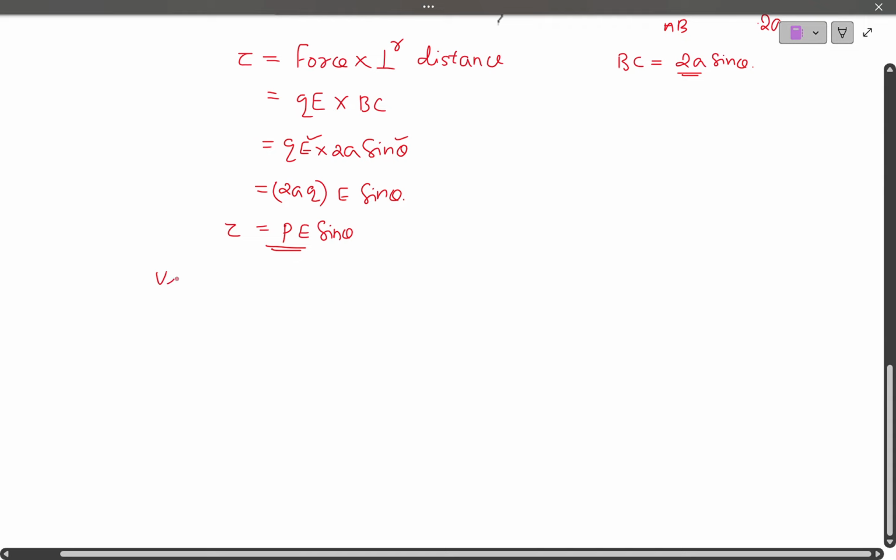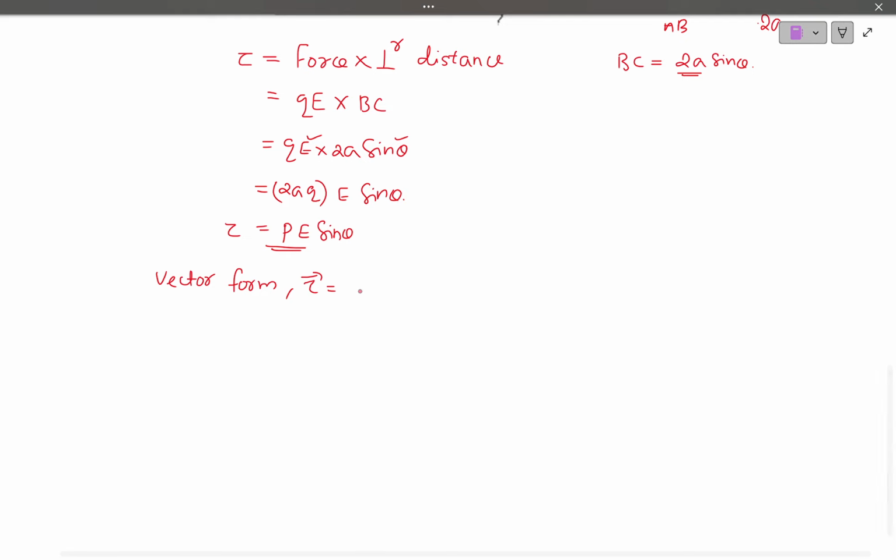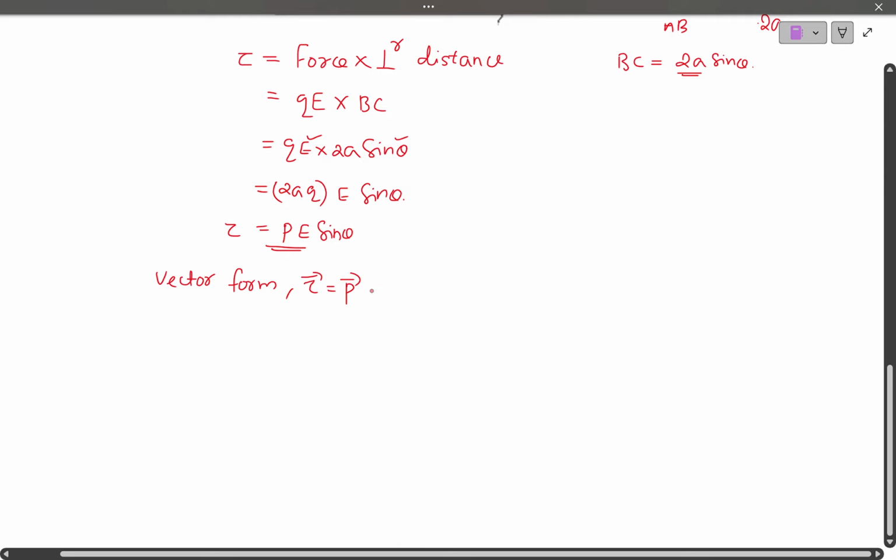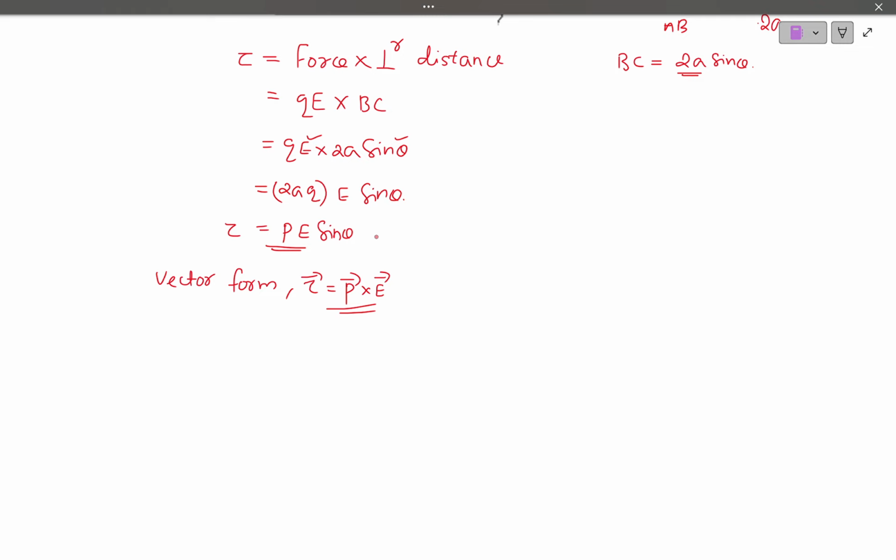Let's write its vector form. We should represent each letter by a vector and exclude the angle term, that is sine theta. So torque is equal to P cross E. So this is the vector form of torque acting on the dipole placed in an electric field.